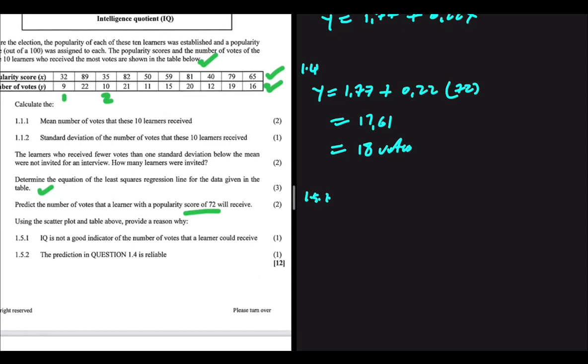Why is the prediction in 1.4 reliable? Well, in 1.4, we are using the popularity score to determine the number of votes that a person is going to get. That is because we have a very high correlation. You can use shift 1 and go to 5 for regression and press the option that gives you the correlation coefficient. In this case, it is 0.98. A very high correlation will lead to a reliable prediction.